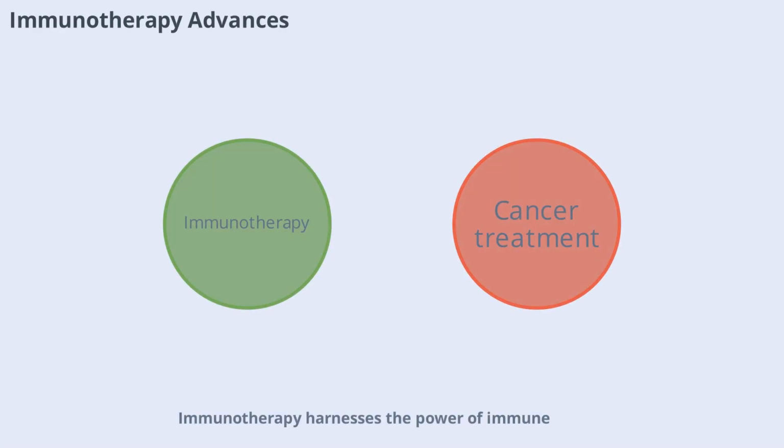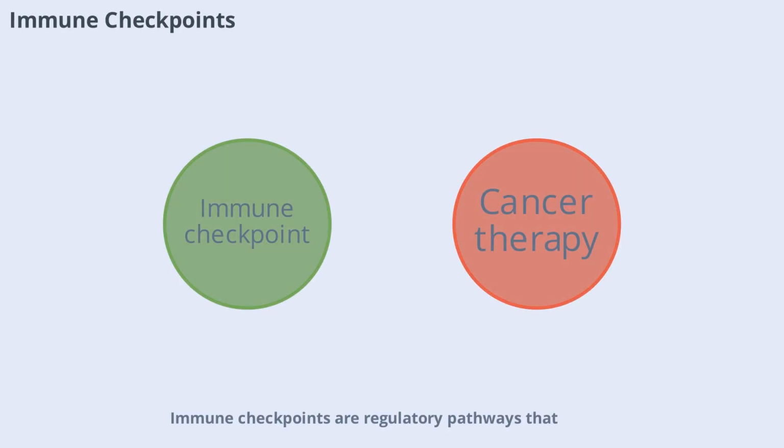Immunotherapy harnesses the power of immune effector functions to treat diseases like cancer. By boosting or redirecting immune responses, these therapies offer new hope for patients and highlight the importance of understanding immune mechanisms. Immune checkpoints are regulatory pathways that control the intensity of immune responses.